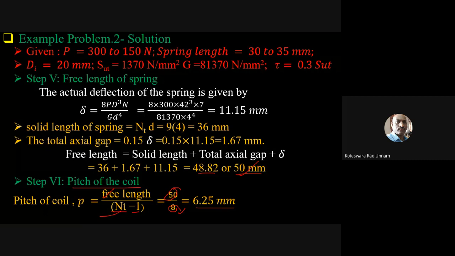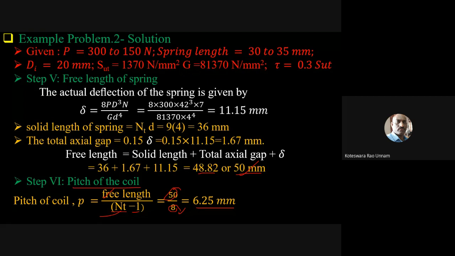This problem and the previous problem are both the same. The difference in this problem is that he has given the delta value indirectly: he has given two loads and the change in length for those two loads. From that relation, we can compute the stiffness of the spring also. So using that relation only we calculated these things.